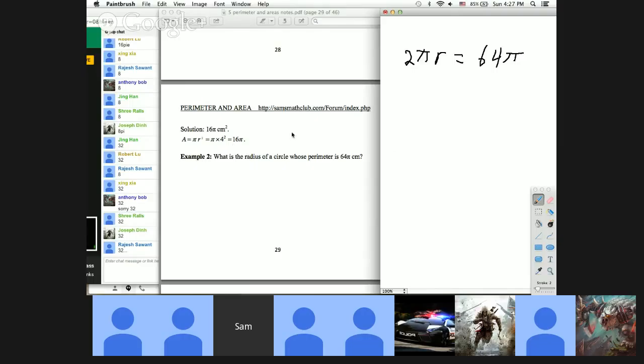So nice job to everybody who got 32 in the end. I think everybody got 32 in the end. So you have to read carefully. Sometimes math throws this stuff at you. So read carefully. 2 pi r equals 64 pi, so r equals 32.